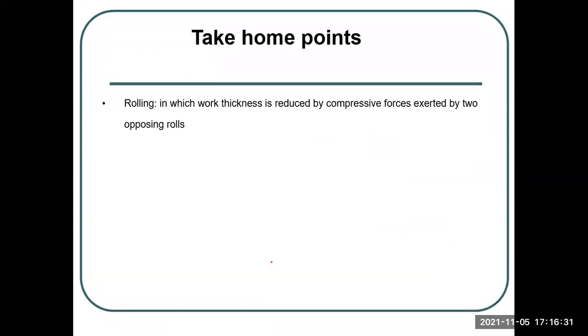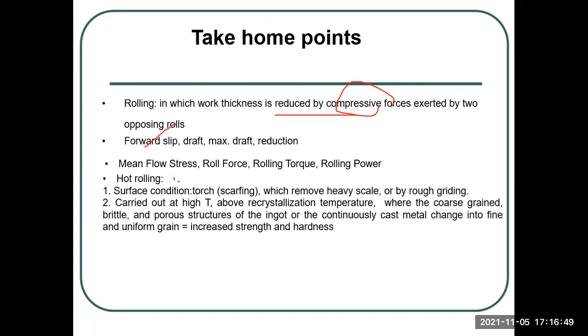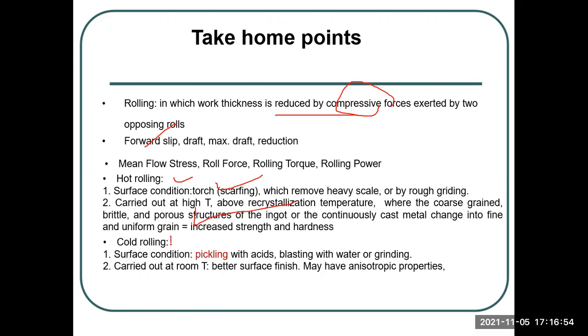Okay, so the rolling parameters: reduce the thickness by compressive stress from opposing rolls, and forward slip, draft, and what are they? Forward slip not required, right? Draft, maximum draft reduction, mean flow stress, roll force, roll torque, and rolling power. For hot rolling, you need a surface treatment first, then carry out the rolling. And for cold rolling, the surface condition, pickling is carried out, and rolling at room temperature, okay? Better surface finish, may have anisotropic properties. So this one, no need, okay?